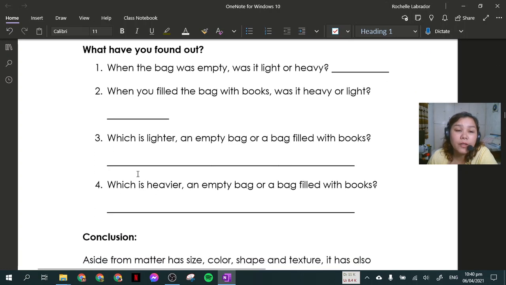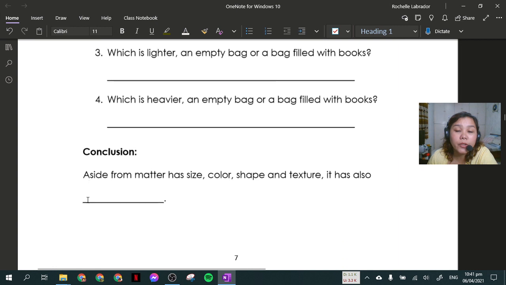Number 3, which is lighter, an empty bag or a bag filled with books? So the choices are indicated on the question. Number 4, which is heavier, an empty bag or a bag filled with books?